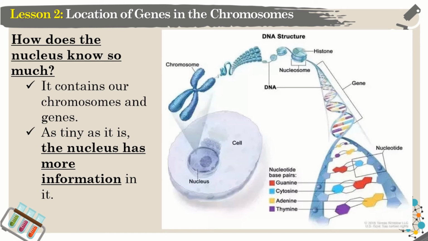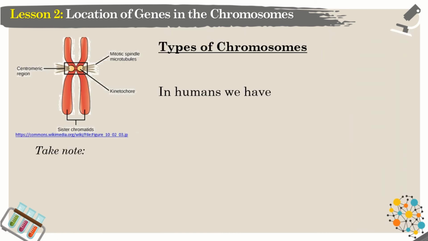Okay? And then each gene or each DNA has a monomer known as your nucleotide, which is composed of three parts. You have your nitrogen base, your pentose sugar, and the phosphate group. Your nitrogen base pairs are known as guanine, cytosine, adenine, and thymine. Okay, so that would be the location of the genes.